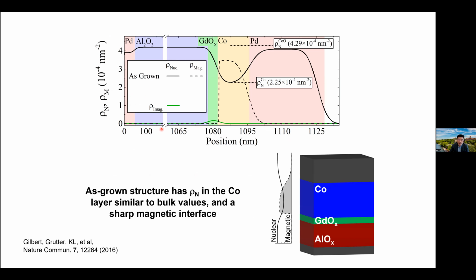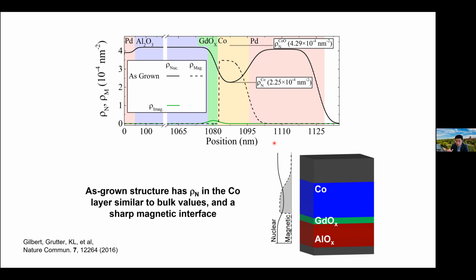And this is a polarized neutron reflectivity study. Here, the solid black curve shows the nuclear scattering length density, which corresponds to the structure of the multilayer. The dashed line is the magnetic scattering length density. So here we see the signature from cobalt.